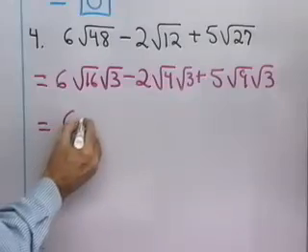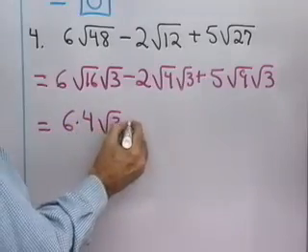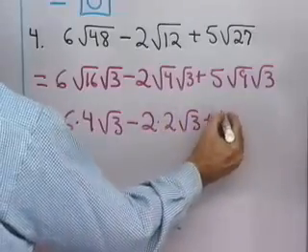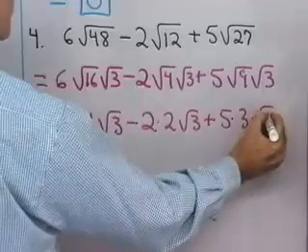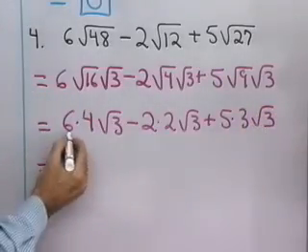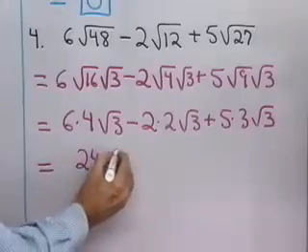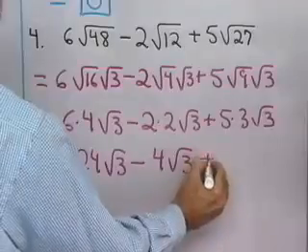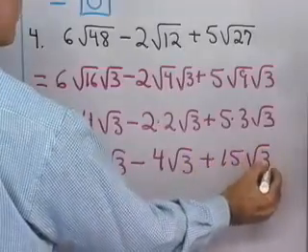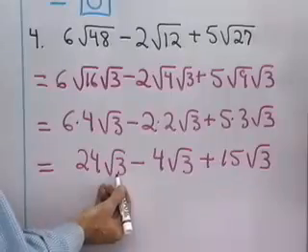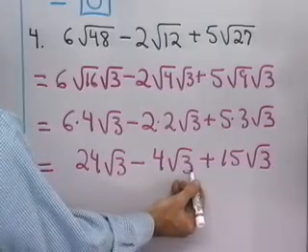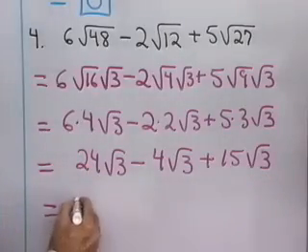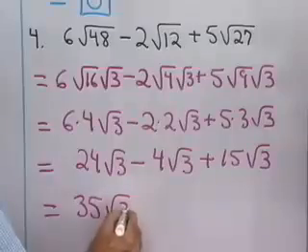So I have 6 times 4 square root 3 minus 2 times 2 square root 3 plus 5 times 3 square root 3. I'm still simplifying. 6 times 4 is 24 square root 3 minus 4 square root 3 plus 15 square root 3. So let's see, 24 square root 3 minus 4 square root 3 is 20 square root 3 plus 15 square root 3. 20 and 15 is 35 square root 3.